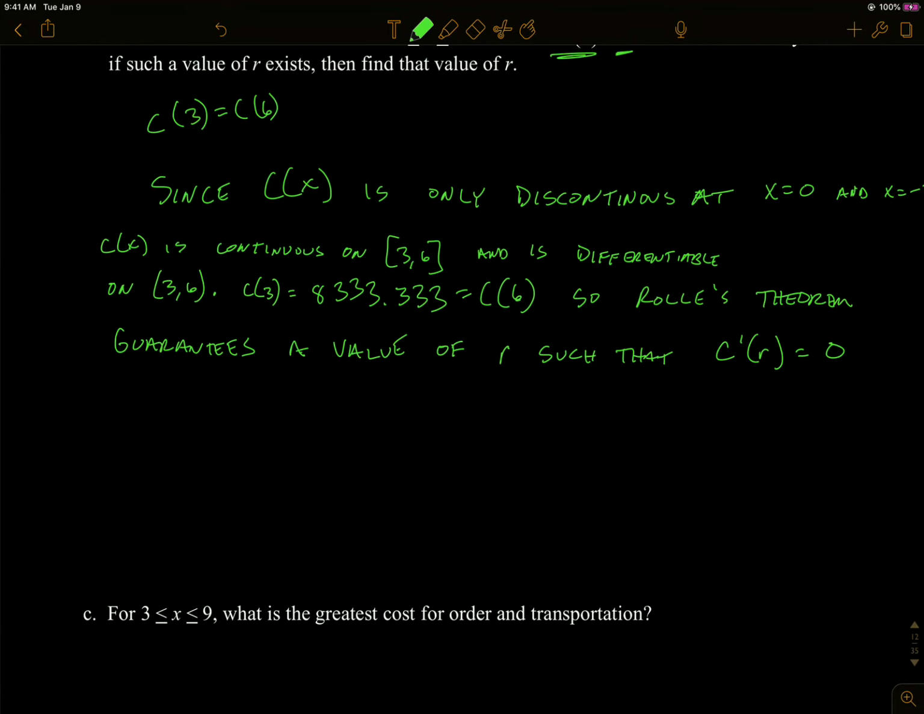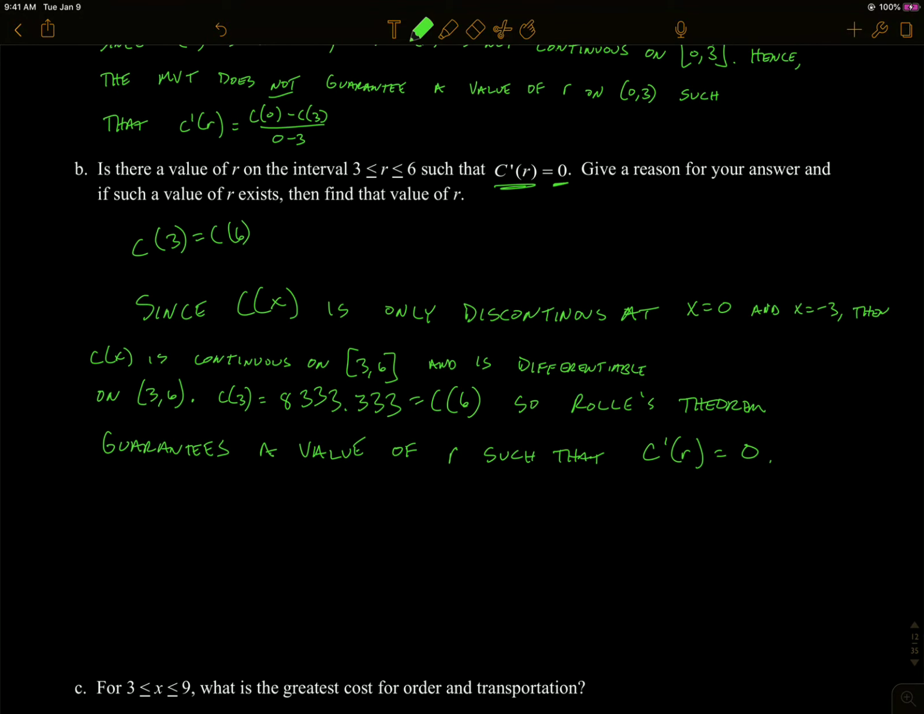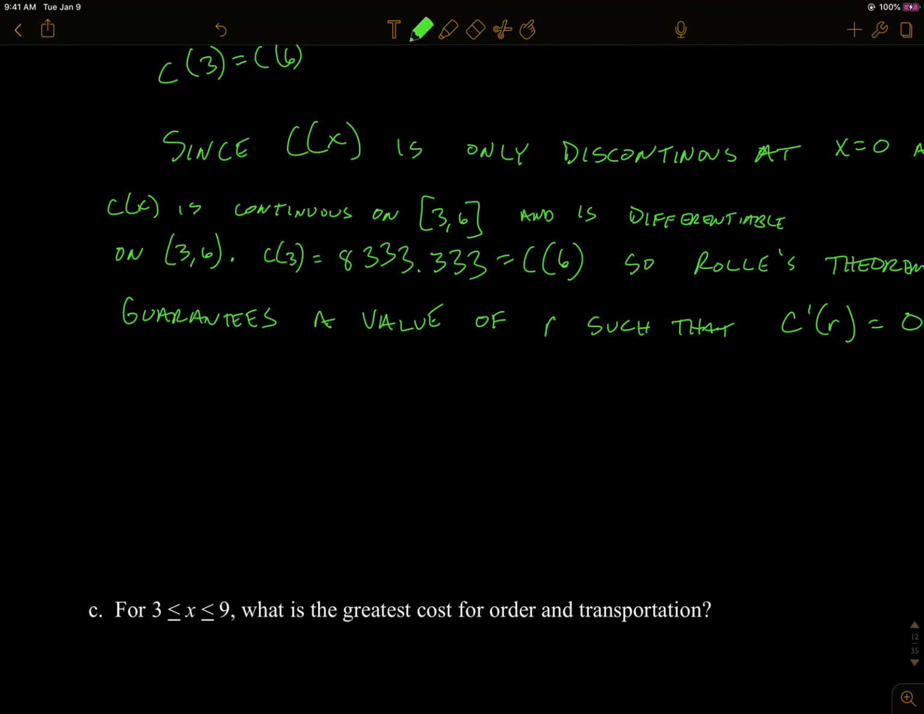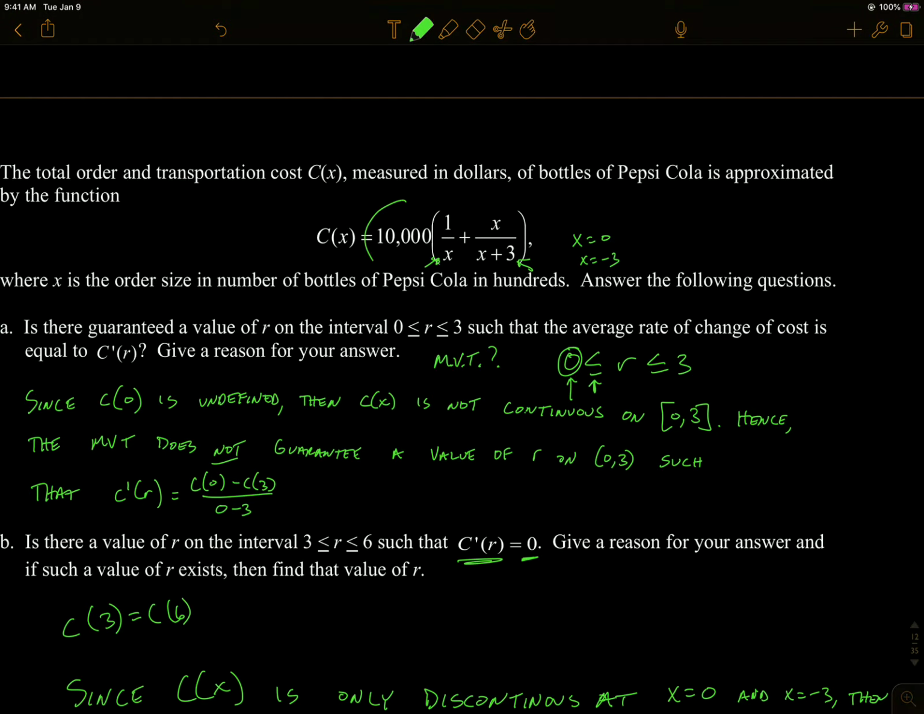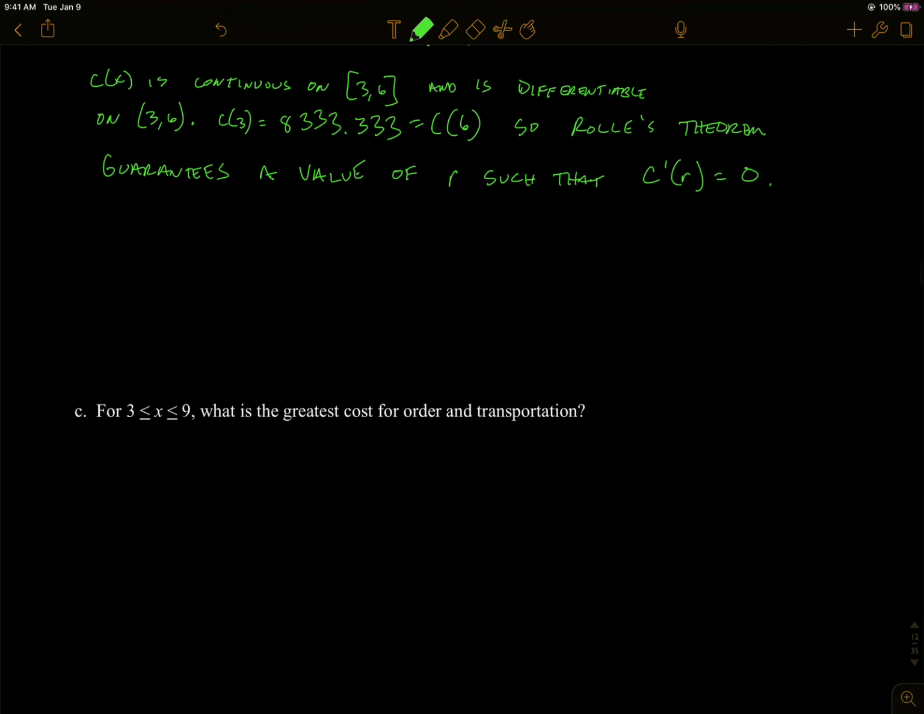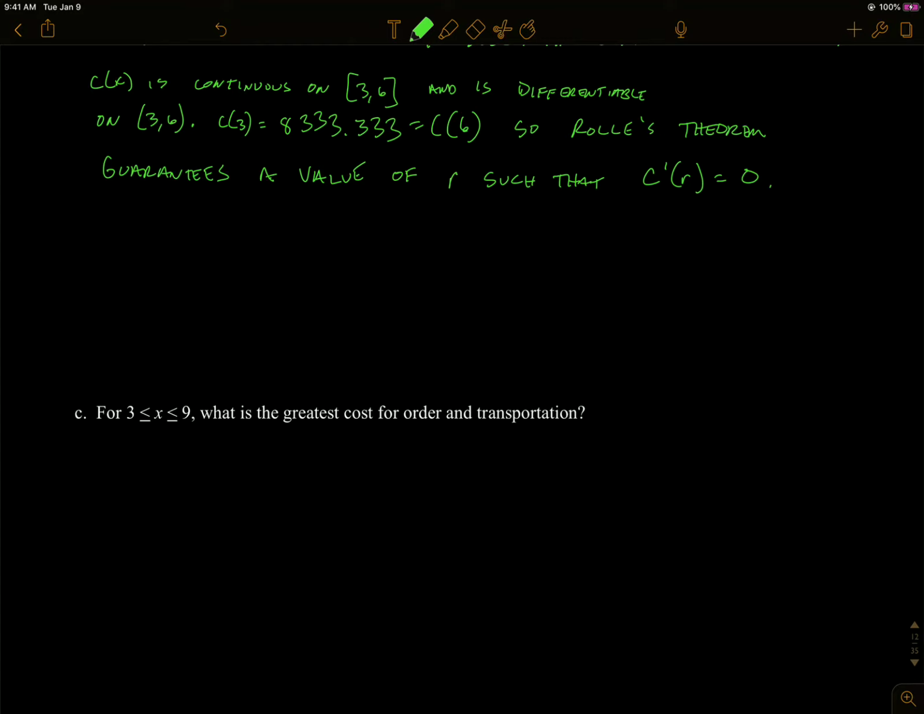And now they want us to find that value. So again, I'm going to say that you can do this calculator active question. So if I say 0 equals that function, I put this function in y1, and then I'll put 0 in y2, do intersect, and find where those are.